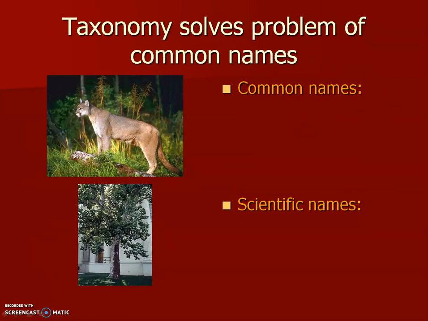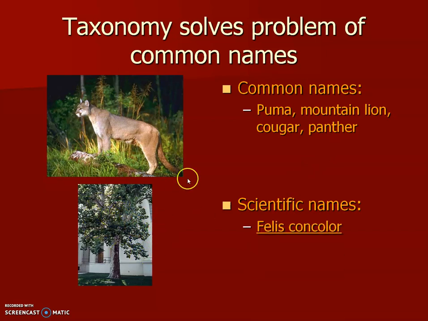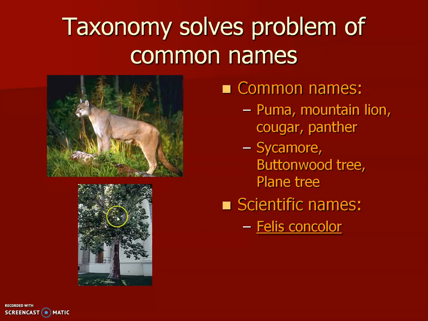So taxonomy solves the problem of common names. And so this little kitty right here, you might call a mountain lion. That's usually what we call it out here. If you're in the southeast United States, you would probably call it a cougar or a puma. Panther in some places. Down here, this is a sycamore tree. In Australia, I believe they call it a plane tree. It's called a buttonwood tree someplace else.